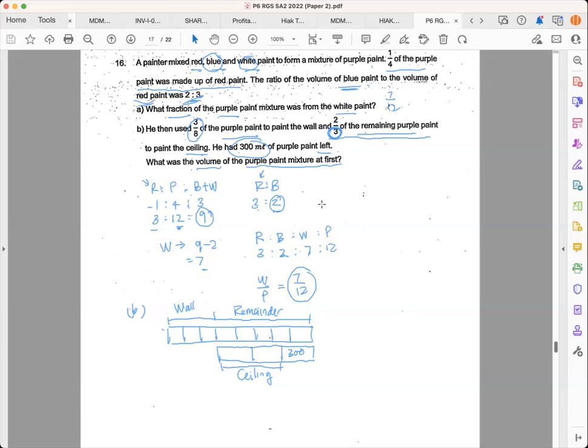This is a very simple remainder concept to apply, to solve. So 300 multiplied by 3, 900, that will give you the entire remainder. And 900 consists of 1, 2, 3, 4, 5. So 900 divided by 5, I get 180. So one of these is 180. 180 multiplied by 8, I get the total volume of the purple paint. So the answer is 1440 ml.